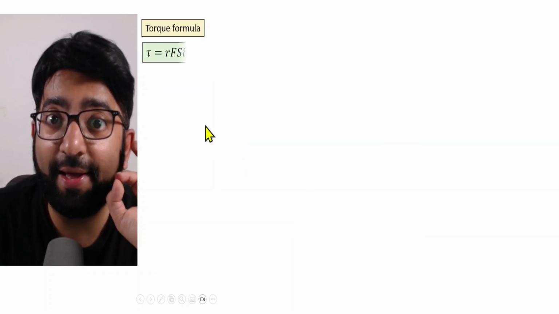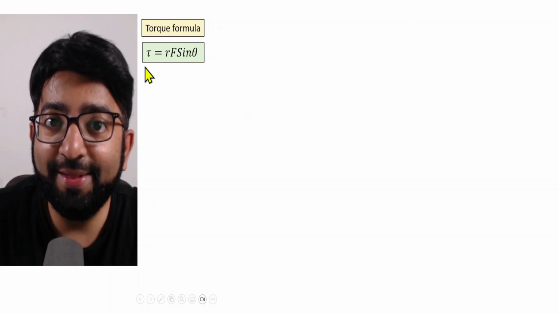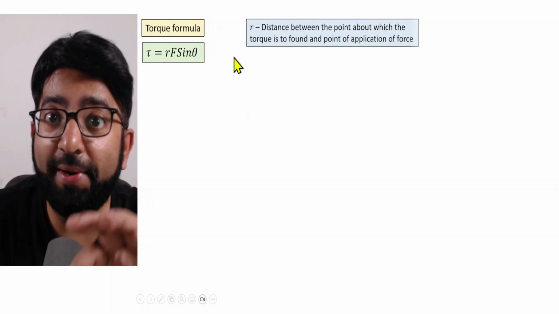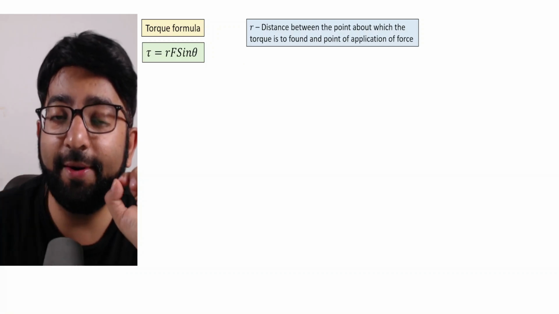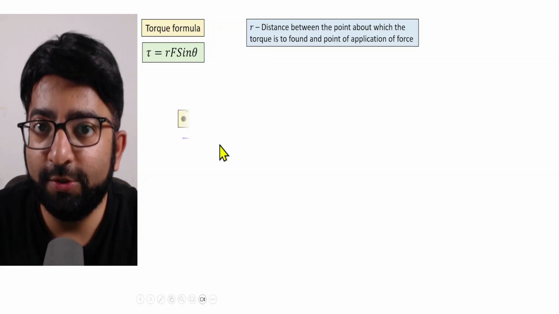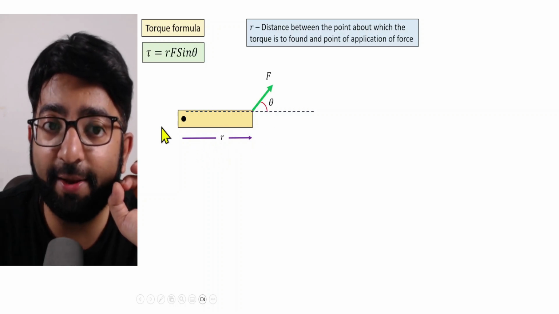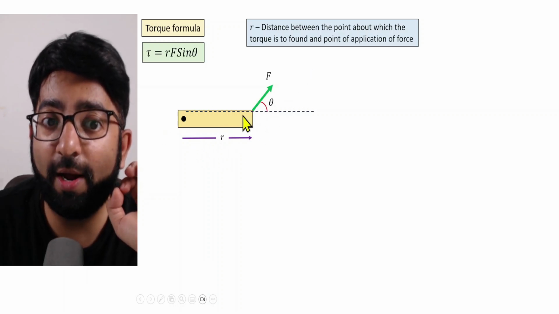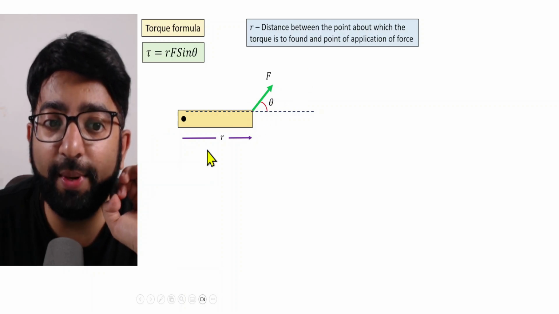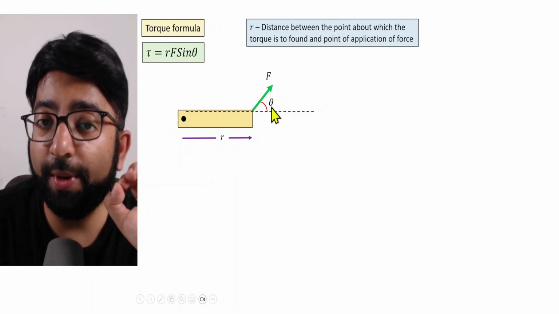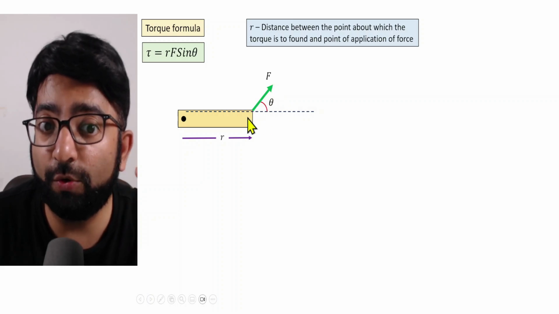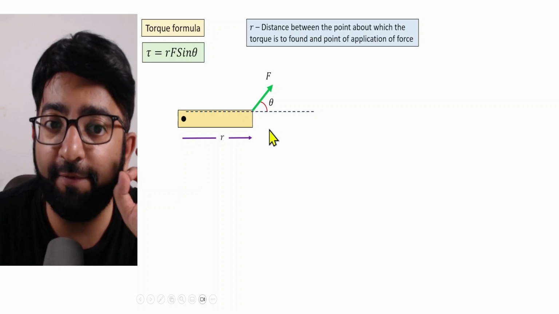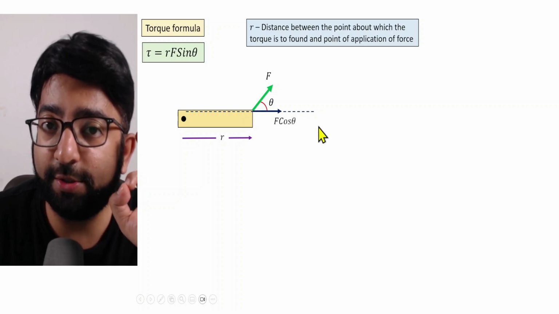Now, let us try to analyze the torque formula in a different way. In this formula, the most important parameter is R. And why is that important? Because the value of torque will be different depending on the value of R. So consider the same diagram. We have a rectangular rod on which a force is applied on the right side. Now the angle between R and F is theta. So what we can do here is resolve F into two components. Let's say we break the force into the X component and the Y component. We can say the X component is F cos theta and the Y component will be F sine theta.